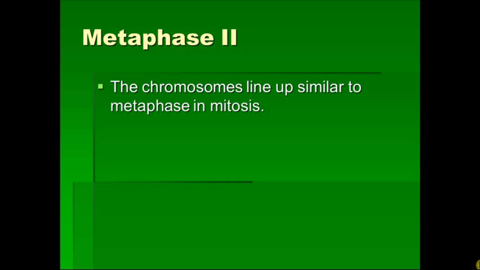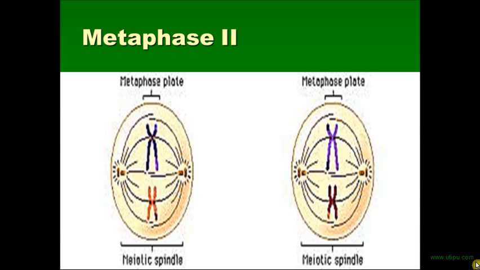This is where the chromosomes line up, similar to metaphase in mitosis. So they line up on the equator. Notice what's happening here. We have it line up on the equator. So that bridge is right here. We're lining up on that equator, and we're getting ready to split these cells.